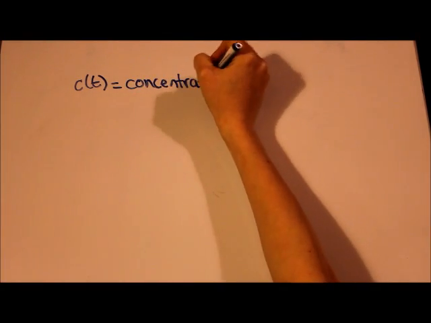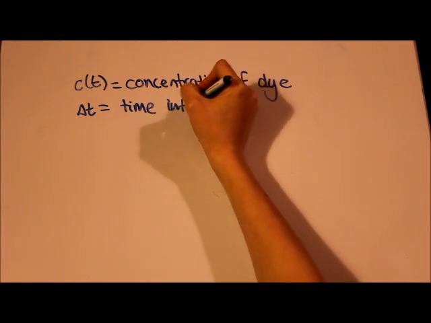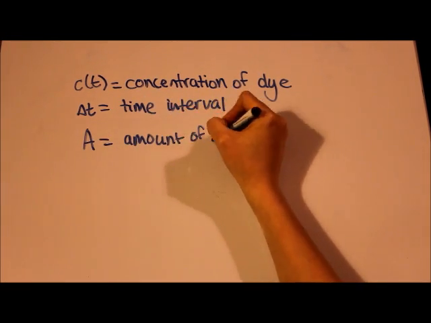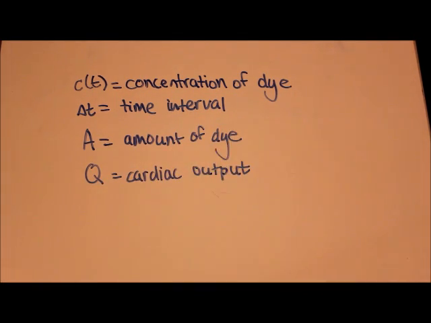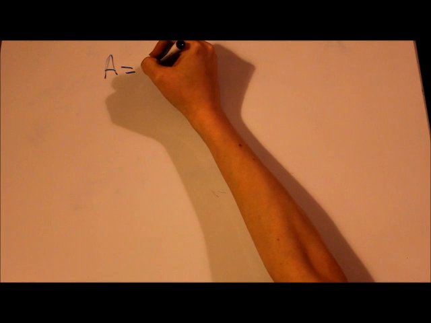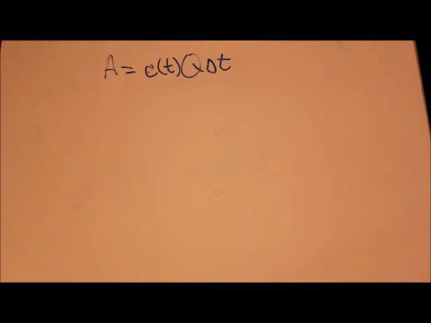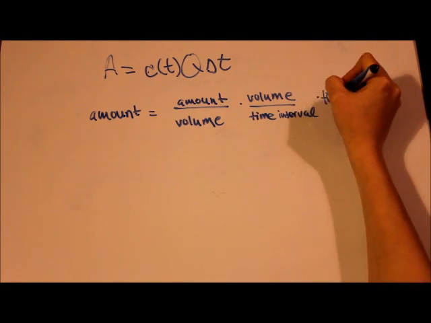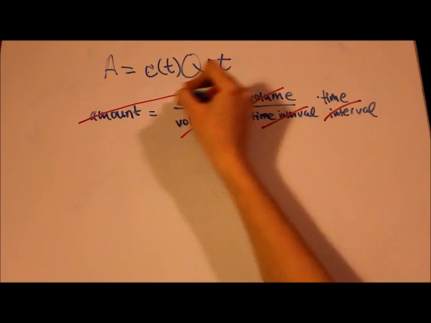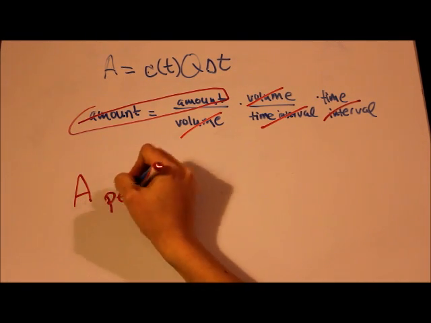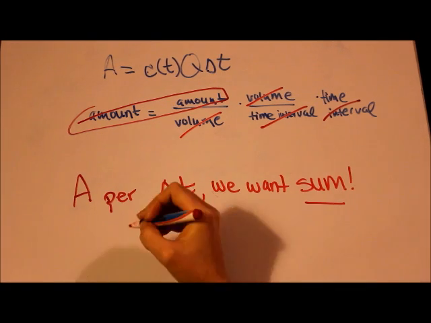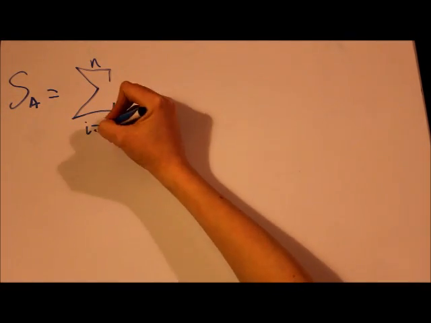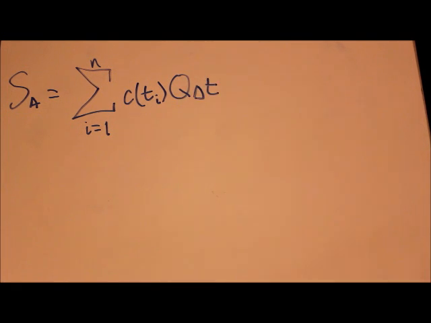Let's let C of t be the dye concentration, delta t be the time interval, A be the amount of dye, and Q be the cardiac output. We know that A equals C of t times Q times delta t because of this explanation. Though this equation is effective, it only gives us the amount of dye per time interval. We, however, want the sum of the amounts of dye. Thus, we will use sums, where the total amount of dye is the sum of the concentration times the cardiac output times the time interval.